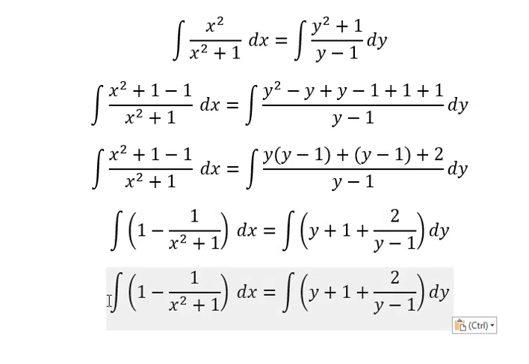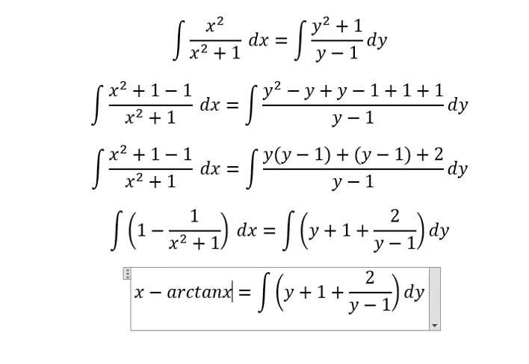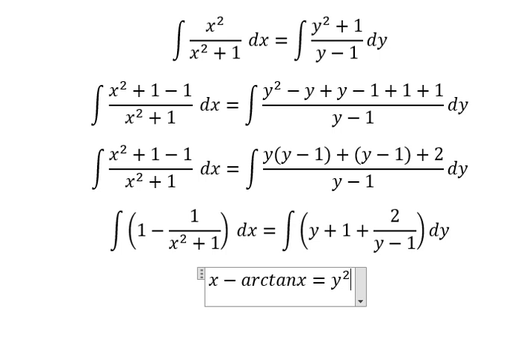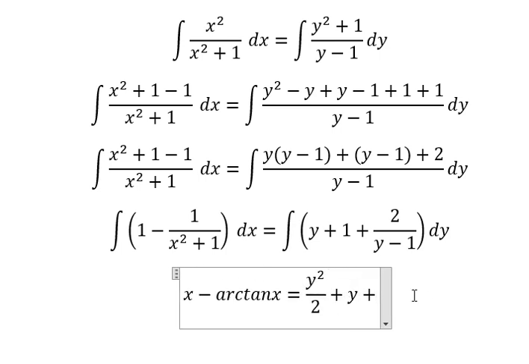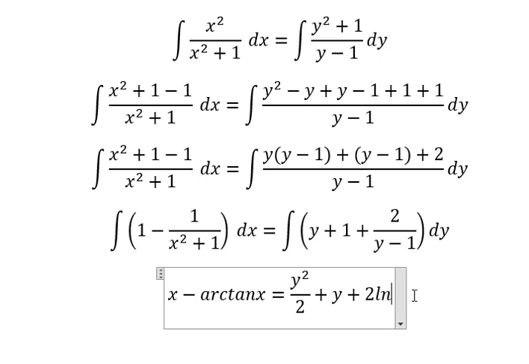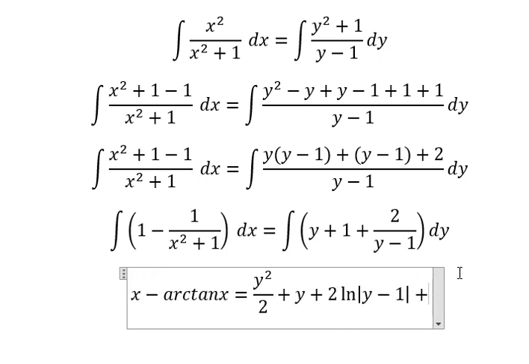The integration of number 1, we have x. The second one, that is arctan of x. The integration of y, we have y squared over number 2. Number 1, that is y. And the next one, we have number 2 ln of the absolute value of y minus 1. And I will put c.